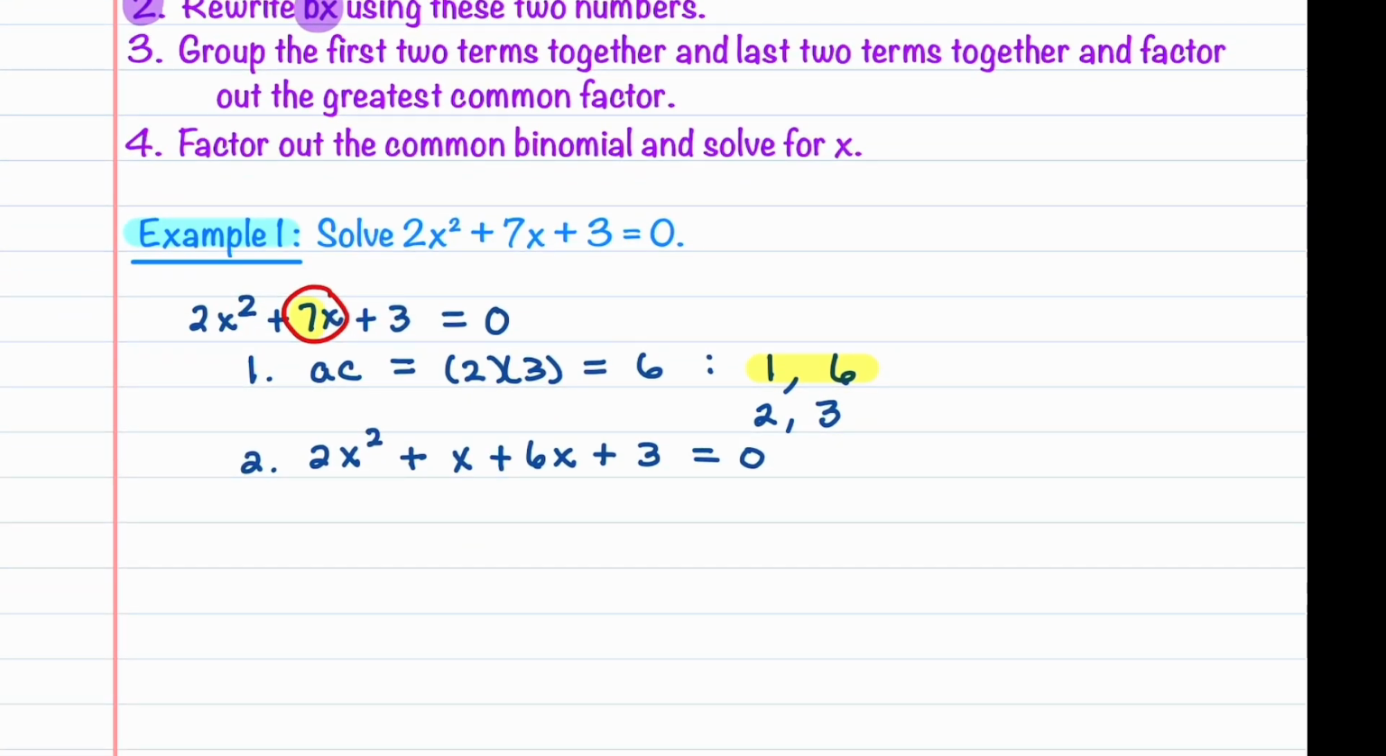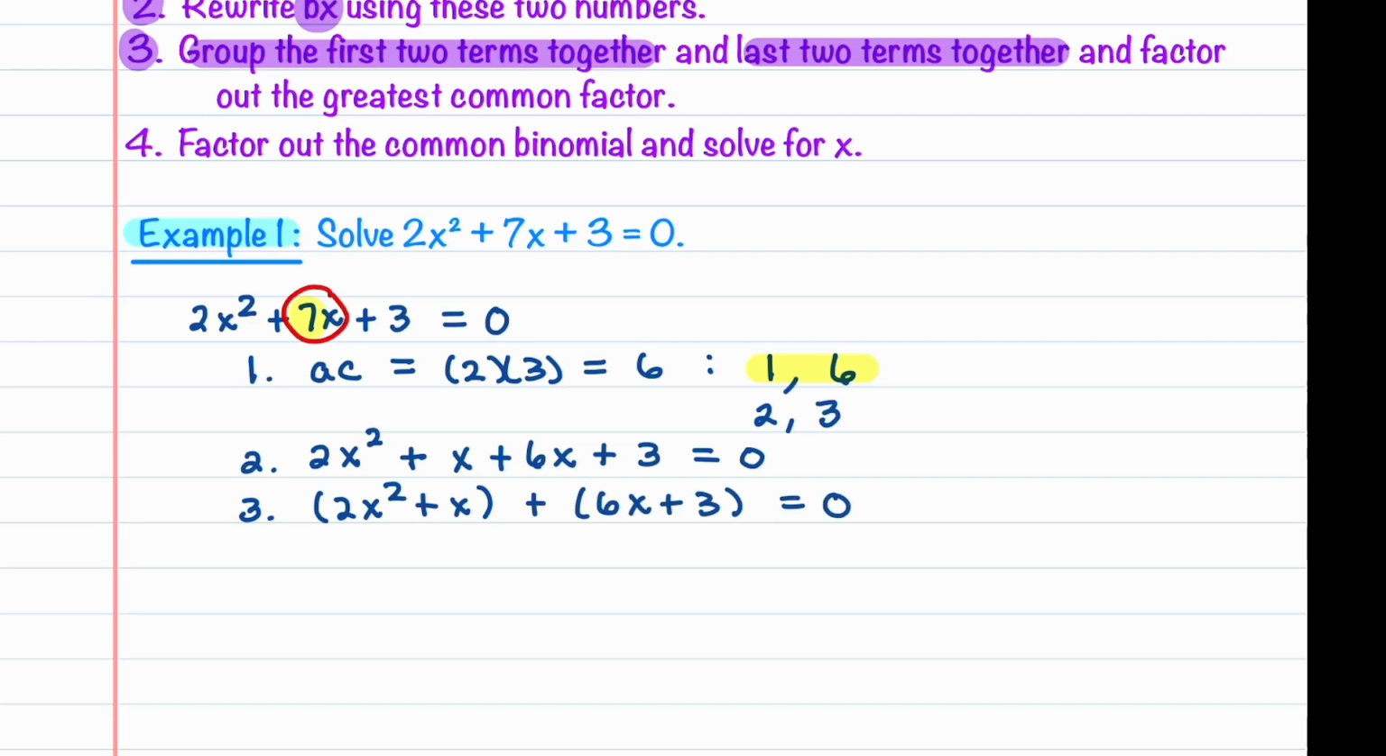Now let's go to our third step. Our third step says that we're going to group the first 2 terms together, and then group the last 2 terms together, and then we'll factor out the greatest common factor. Let's do our grouping first. I'm going to put a parenthesis around our first 2 terms and then around our last 2 terms. And then there's our 0.